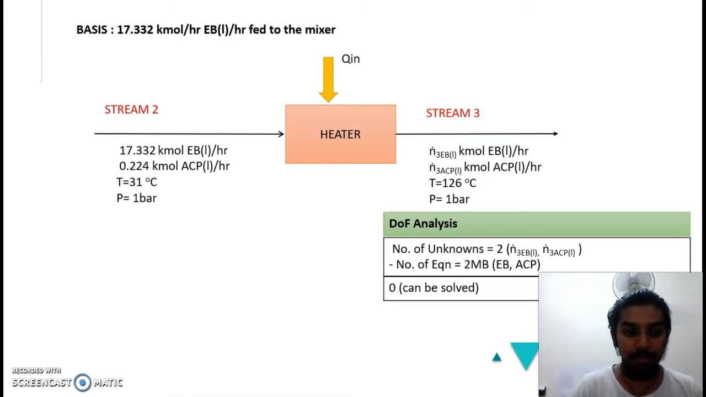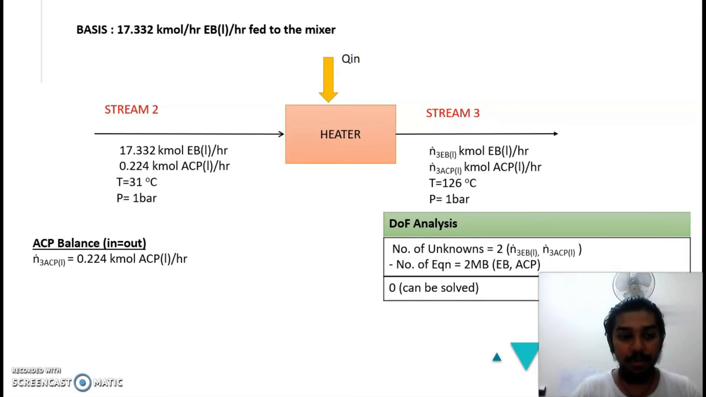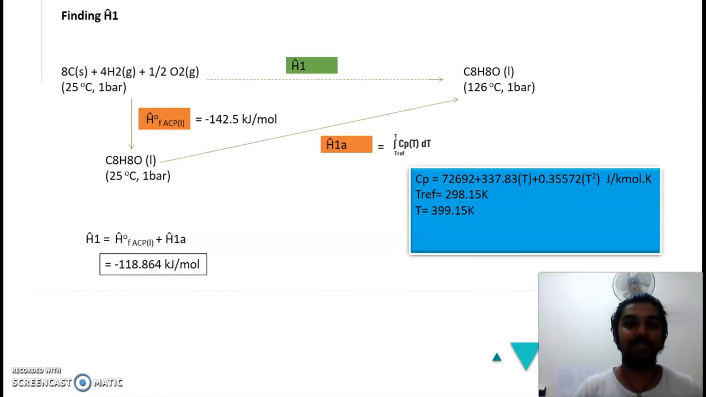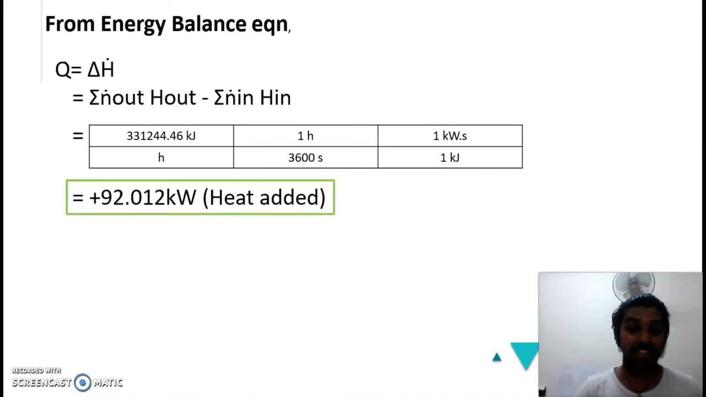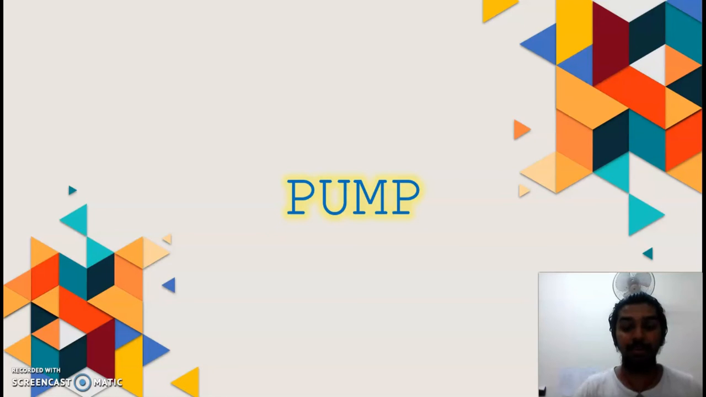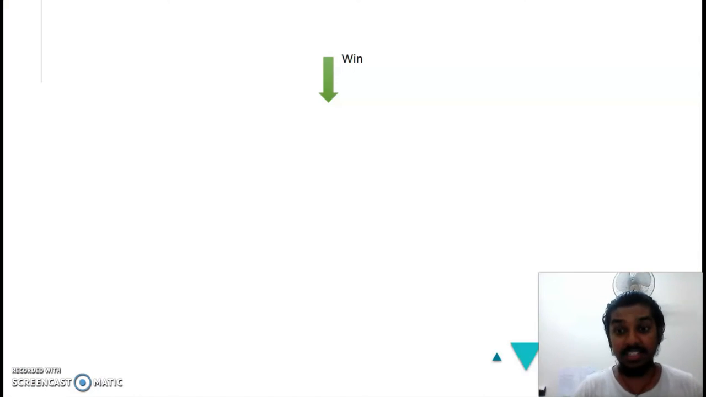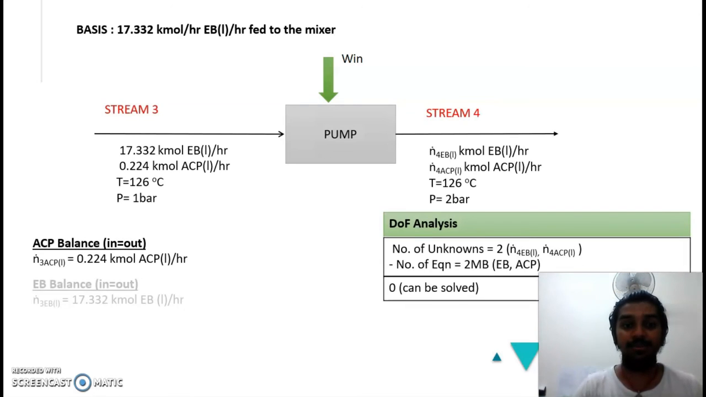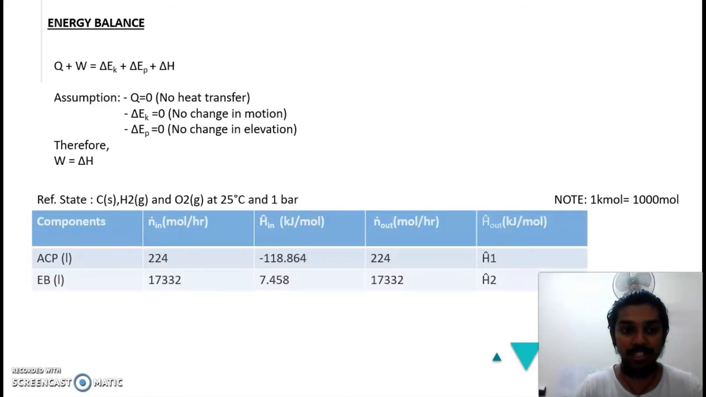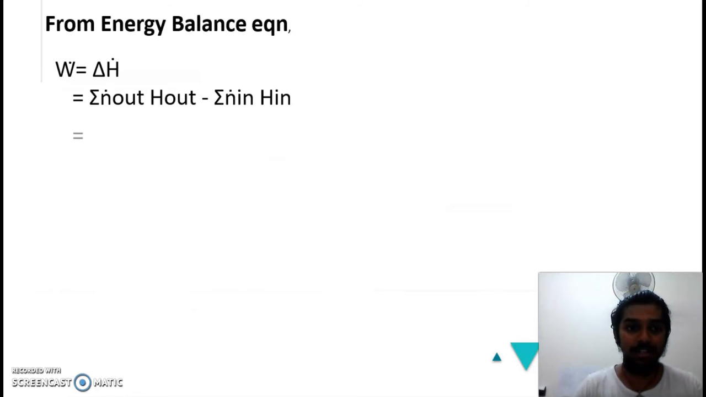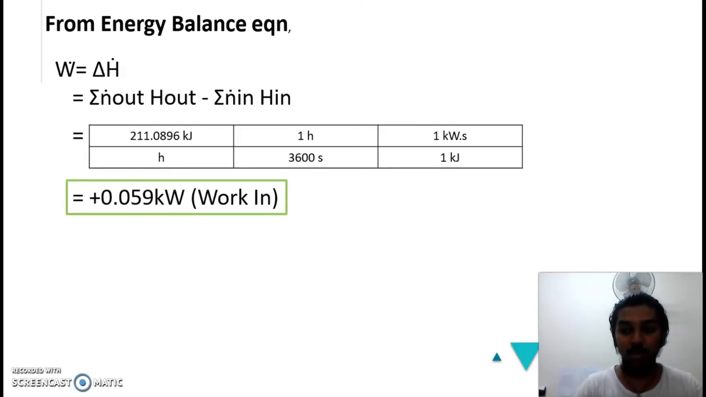So this is the complete PFD, and the calculation for mass balance is straightforward because it involves only one stream, and we follow the procedure for energy balance, and finally we obtain that the value of heat added is 92.012 kilowatt. Then for pump is exactly same as heater since it involves only one stream in and one stream out, so it's straightforward. And if there is a pump, we should know that work is added. So we use the same method as we use for heater, just the energy balance we use W equals to delta H. And finally, we found that the work is 0.059 kilowatt work input.